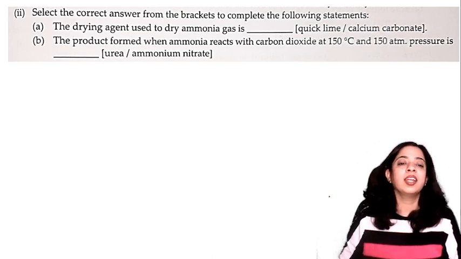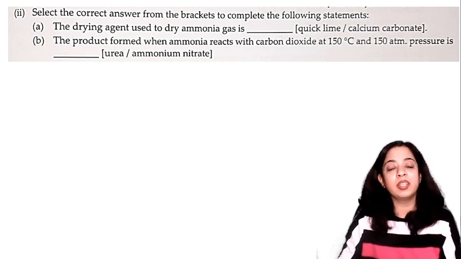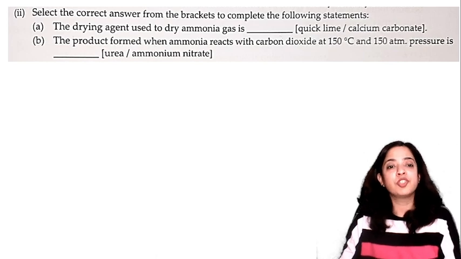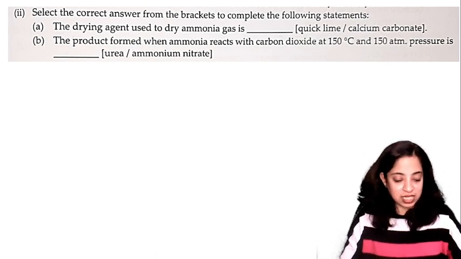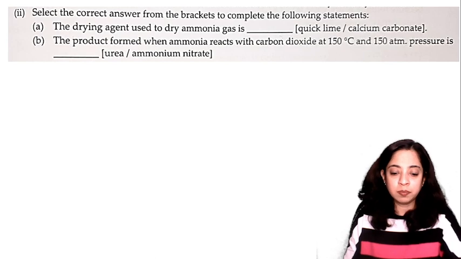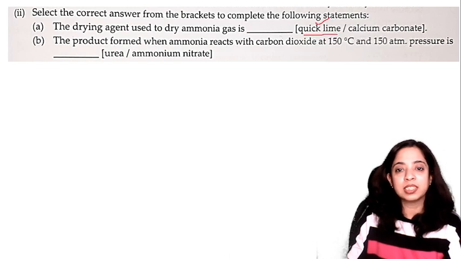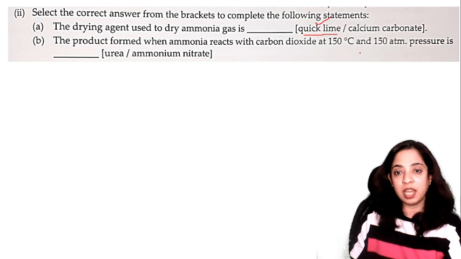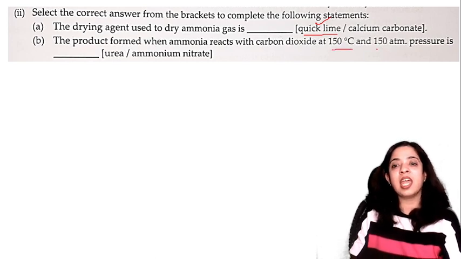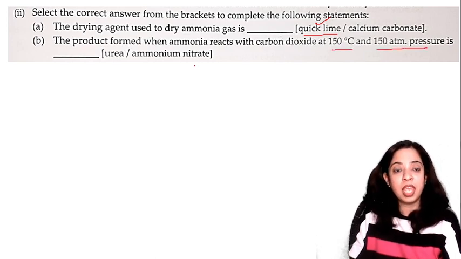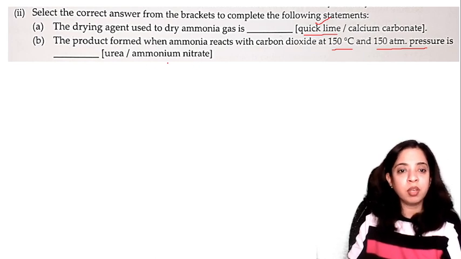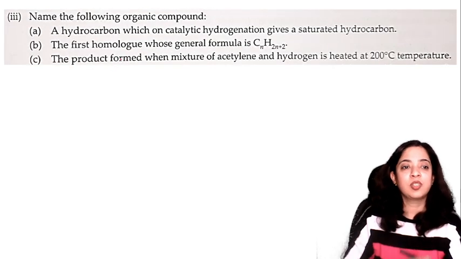Now, select the correct answer from the brackets to complete the following statements. The drying agent used to dry ammonia gas is quicklime. This is the correct answer. The product formed when ammonia reacts with carbon dioxide at 150 degrees Celsius and 150 atmospheric pressure, is it urea or ammonium nitrate? It is urea. Let's go to the next question.